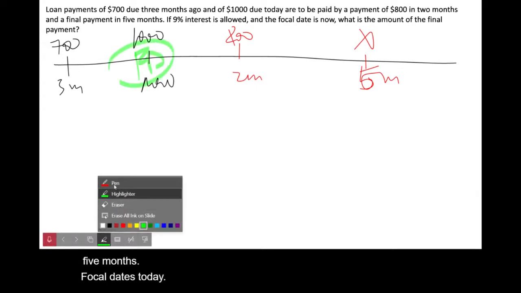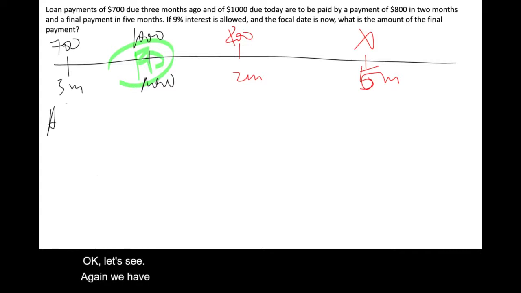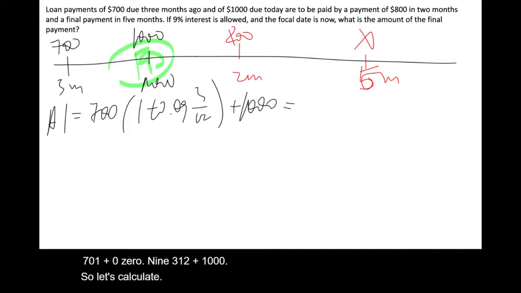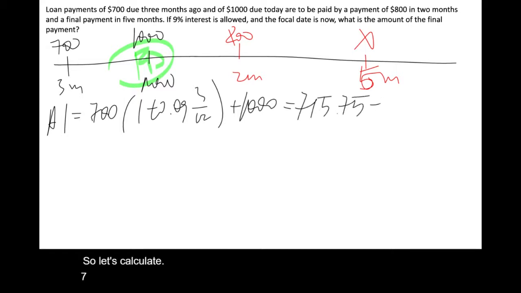Okay, let's see. Again, we have agreements. 700 times (1 plus 0.009) to the power of 3 over 12, plus 1,000. So let's calculate. 715.75 plus 1,000. What is it? 1715.75.